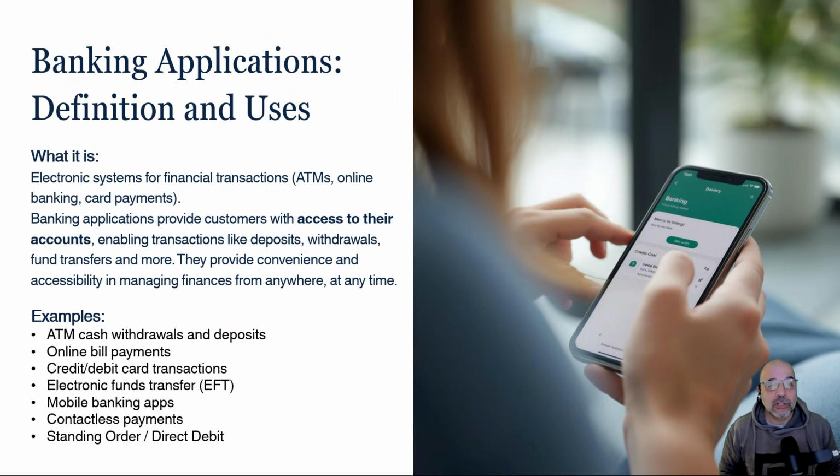Okay, let's have a look first at banking applications definition and uses. So first of all, what is it? Well, it says here, electronic systems for financial transactions like ATMs, online banking, and card payments. These, I would say, are the three main categories. ATM is the automatic teller machine, and we're going to look at all of these in more detail.